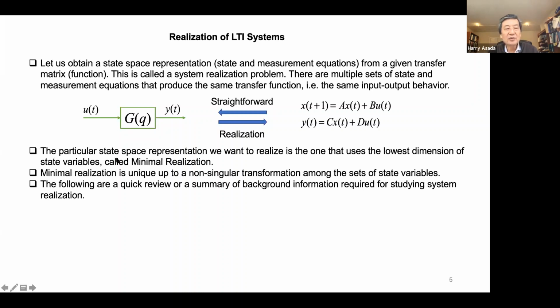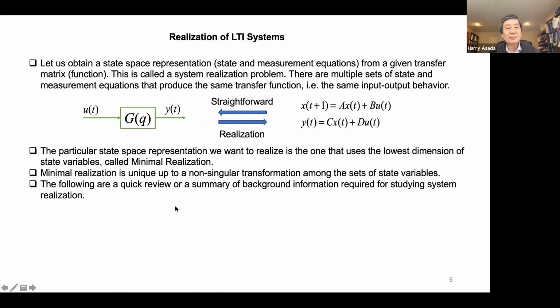The particular state space representation we want to realize is not unique, because this inverse map is not a one-to-one correspondence. There are many ways of constructing the internal states. And among the many of them, what we would like to do is first, use the minimum number of state variables, that is, give the lowest dimension of state variables, and then the ABCD realized in that way. It's called the minimum realization, minimum order realization.